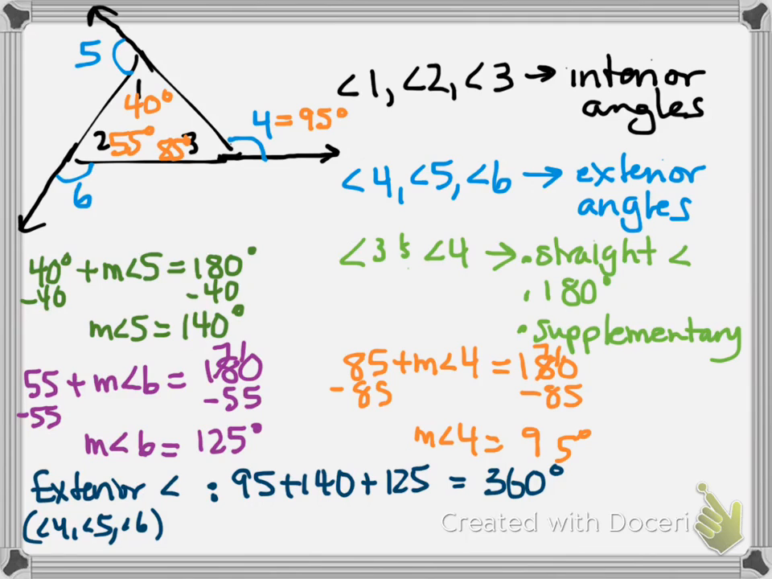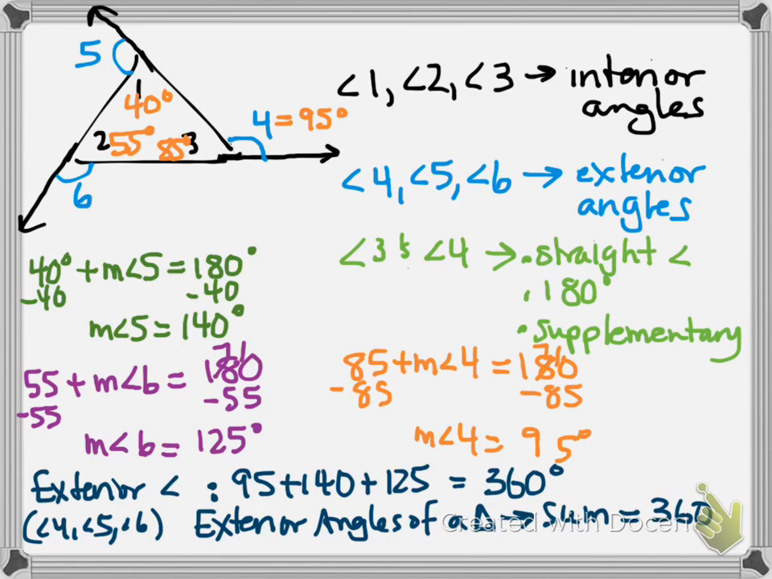That will always be true. So the exterior angles of a triangle, the sum is equal to 360 degrees. Always. Okay?